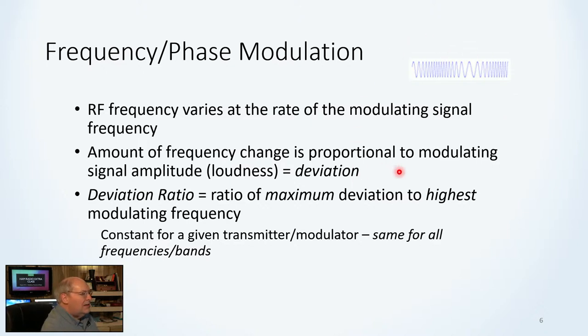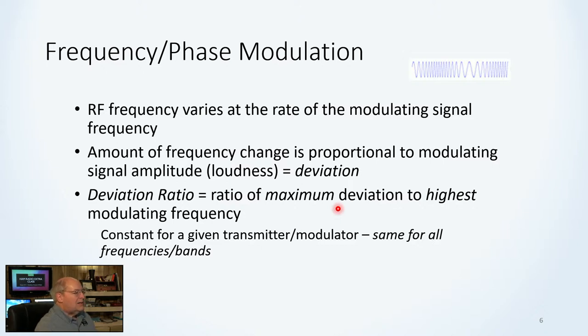So we already talked about the amount of deviation from the carrier being determined by the loudness of the signal. The deviation ratio, and I've italicized a couple of words, is the ratio of the maximum deviation, for example plus or minus 5 kilohertz, to the highest modulating frequency. So it's a ratio of two frequencies. If the maximum deviation were plus or minus 5 kilohertz, and amateur voice is always 3 kilohertz or less, those would be the two numbers we could work with in figuring out deviation ratio.